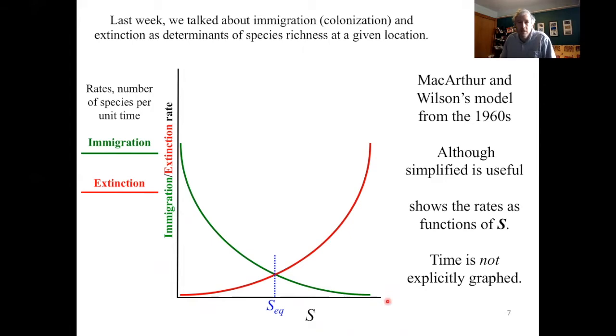So MacArthur and Wilson came up with this model in the 1960s. And although it is a very simplified representation of what actually goes on in the real world, it has been shown to be useful and is still used to this day. What it does is it shows the rates of immigration and extinction as functions of species richness. What's important on this model is that time is not explicitly graphed. It is not including time. So you need to make sure you're aware of that. Okay.